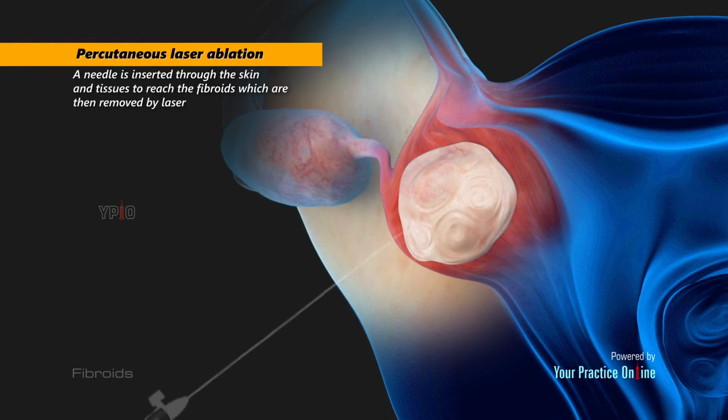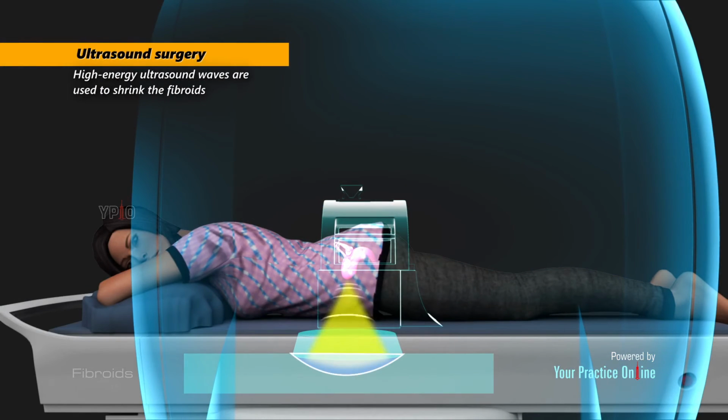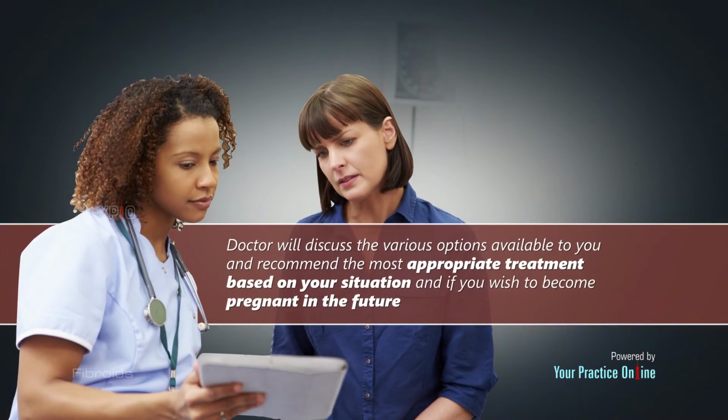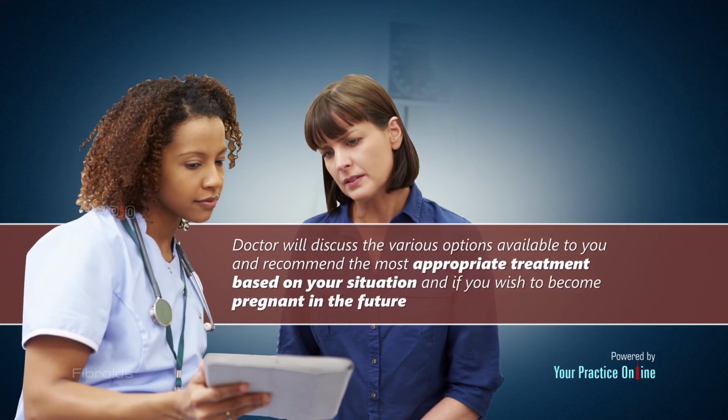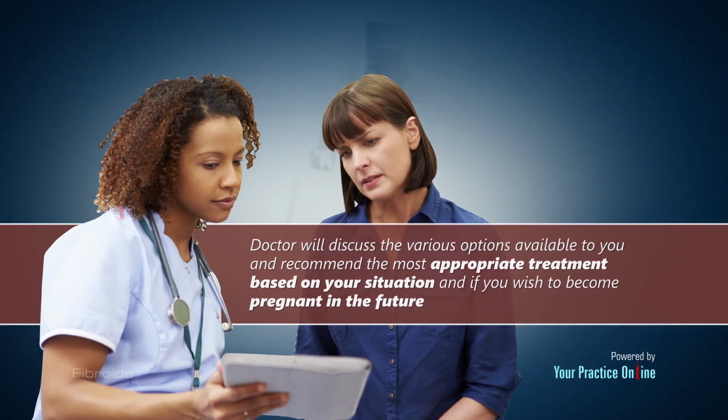percutaneous laser ablation, where a needle is inserted through the skin and tissues to reach the fibroids, which are then removed by laser. Ultrasound surgery, where high-energy ultrasound waves are used to shrink the fibroids. Your doctor will discuss the various options available to you and recommend the most appropriate treatment based on your situation and if you wish to become pregnant in the future.